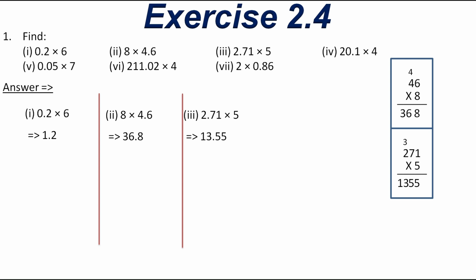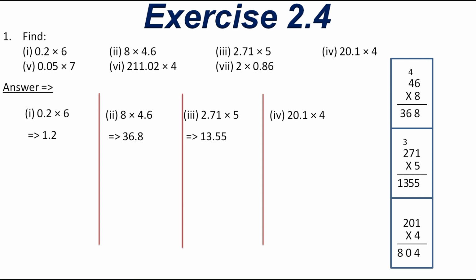Okay. Next we have 20.1 into 4. We forget the decimal point and just multiply 201 into 4. So here 4 ones are 4, 4 zeros are 0 and 4 twos are 8. So I got the answer as 804. Now the decimal point is present before one digit from the right, so we put the decimal point before one digit from the right. So the number became 80.4.